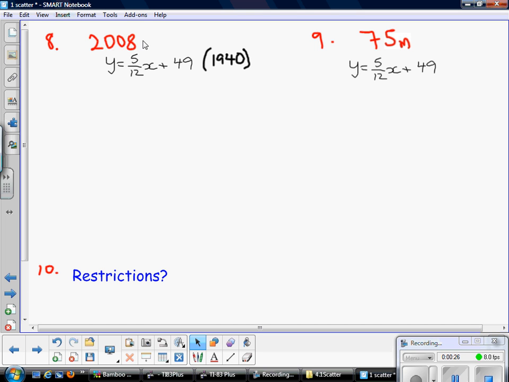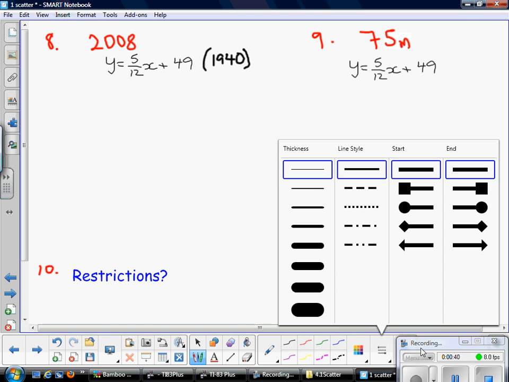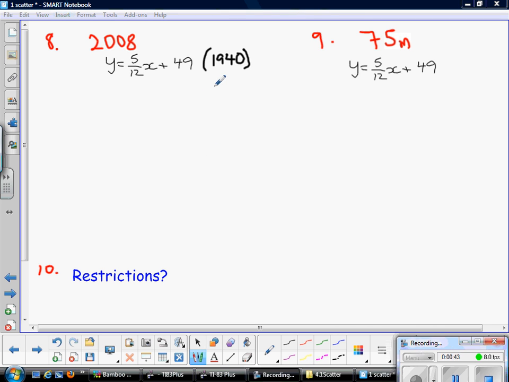Now, the way we do that is we're going to subtract 1940 from 2008 in order to know what value we're going to put in for x. So that's the first thing that we need to do. So 2008 subtract 1940. So we get 68 years. Okay, so a 68-year difference. So that's what we're going to put in for our x.